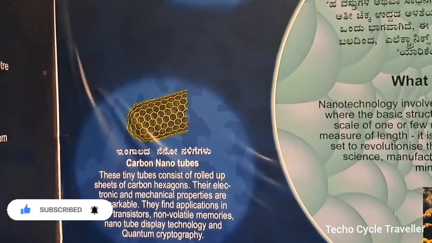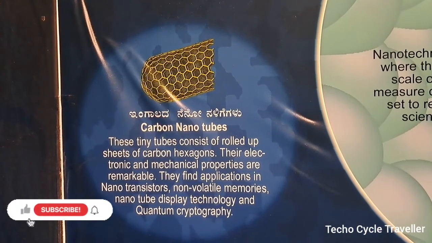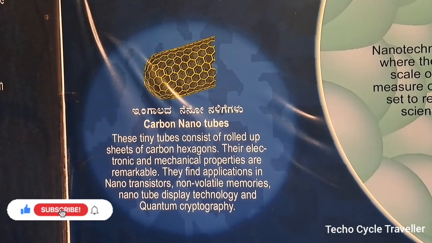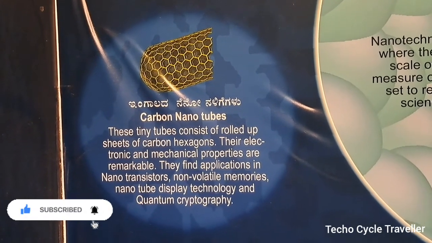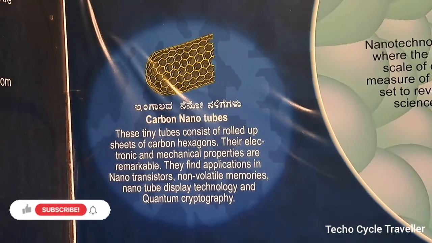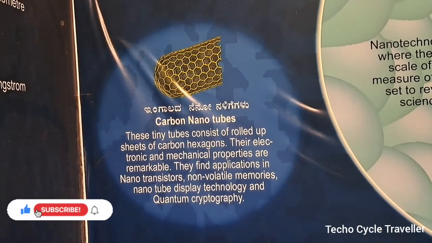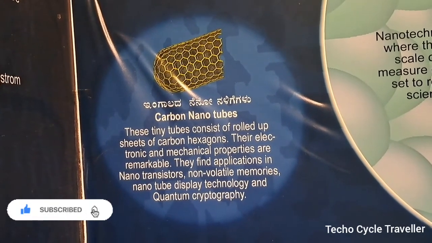Carbon nanotubes. These tiny tubes consist of rolled up sheets of carbon hexagons. Their electronic and mechanical properties are remarkable. They find applications in nano transistors, non-volatile memories, nanotube display technology, and quantum cryptography.